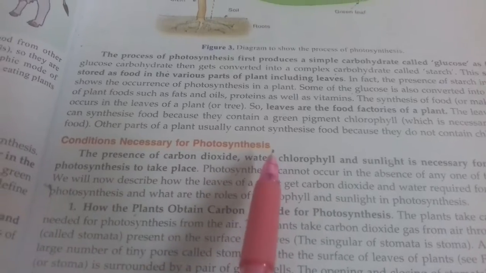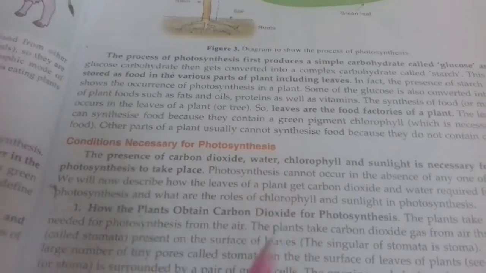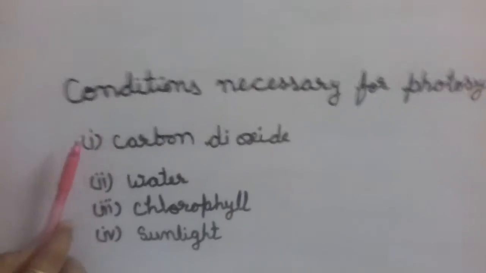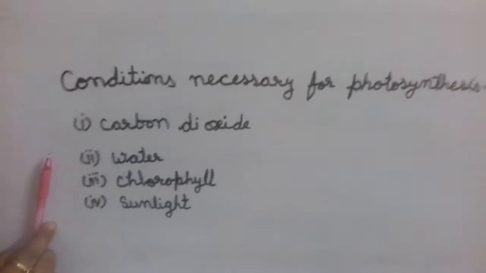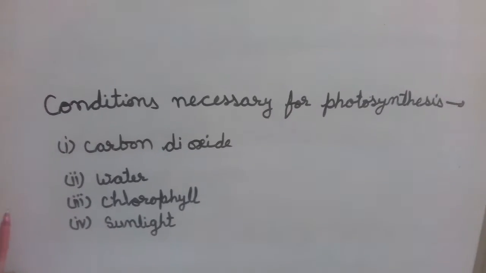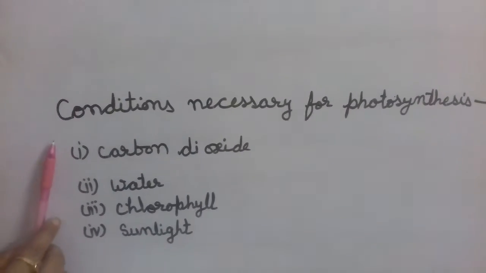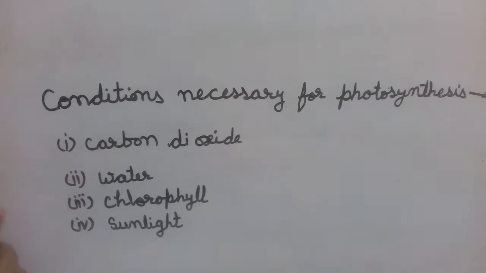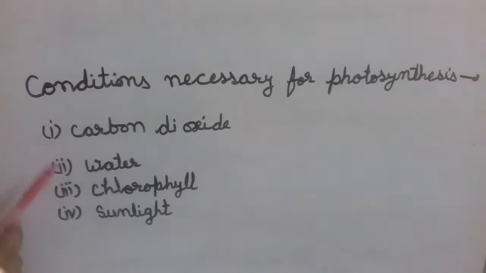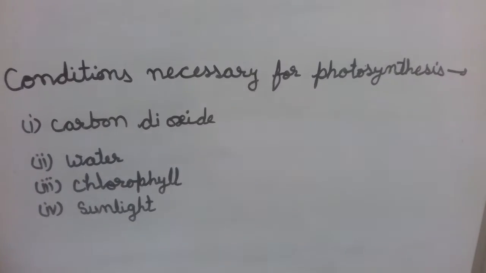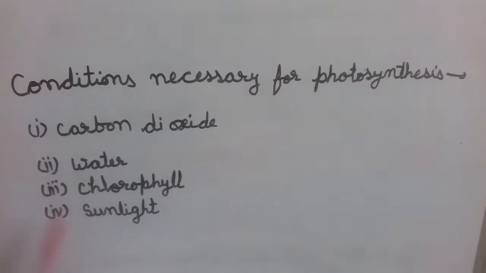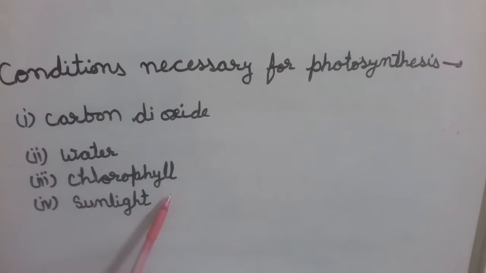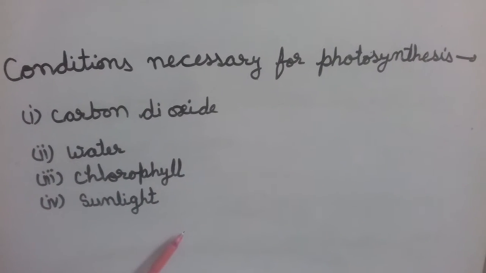Conditions necessary for photosynthesis. What are the conditions necessary for photosynthesis? All the things that are used in photosynthesis are the conditions, because among these conditions, when even one item is left out, photosynthesis cannot take place. First, carbon dioxide, second, water, third, chlorophyll, and fourth, sunlight.